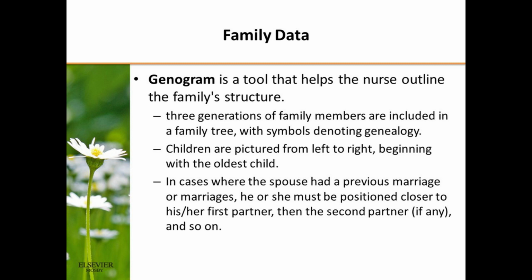The family data or genogram is a tool that helps the nurse outline the family's structure. 3 generations of family members are included in a family tree, with symbols denoting genealogy. Children are pictured from left to right, beginning with the oldest child. In cases where the spouse had a previous marriage or marriages, he or she must be positioned closer to his/her first partner, then the second partner, if any, and so on.